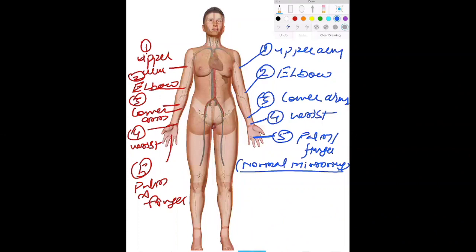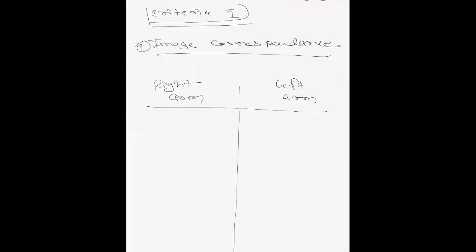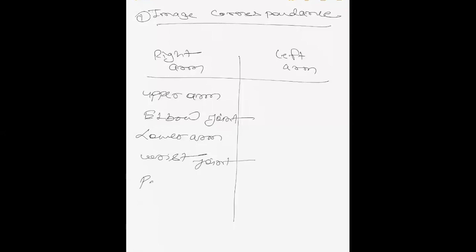So now I will write down the same thing here. This is my right arm and this is the left arm. If I want to treat the upper arm, then elbow joint, then lower arm, then wrist joint, then palm and finger.